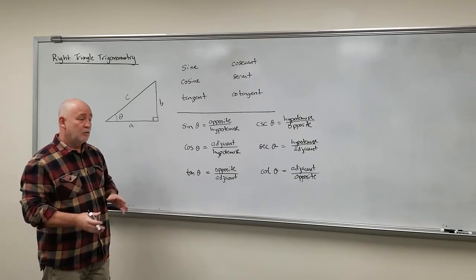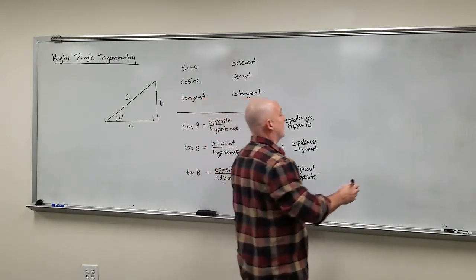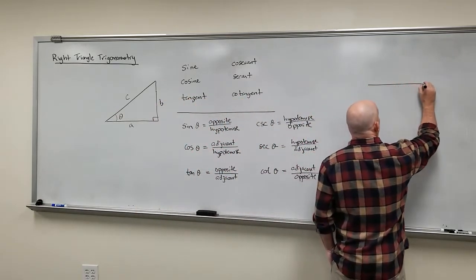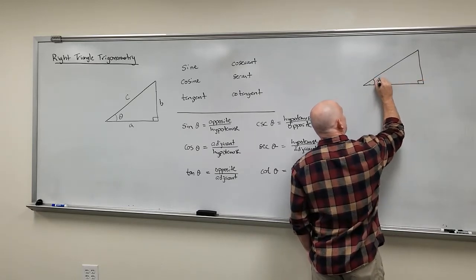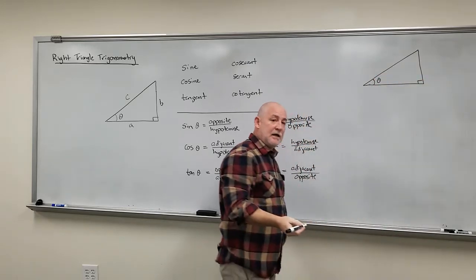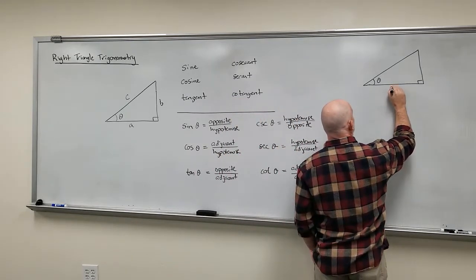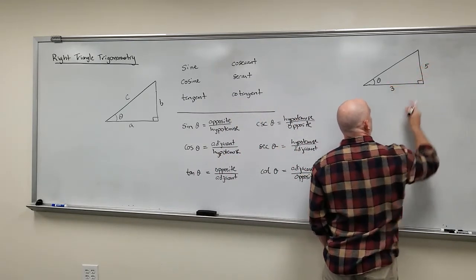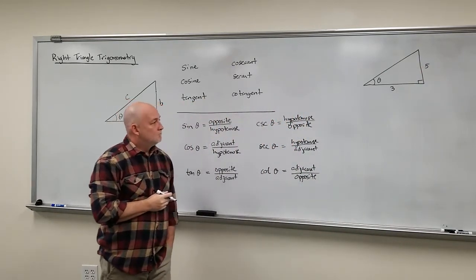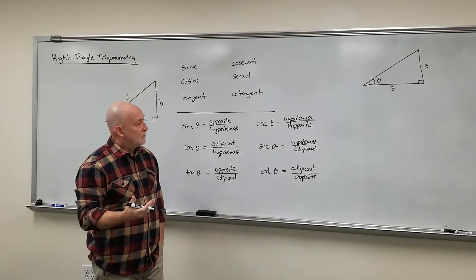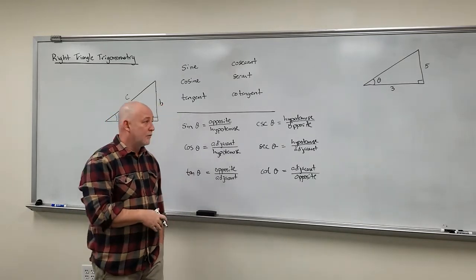So how would we use these? Well, let's take a triangle over here. Let's say we have a right triangle, and here we have some angle theta. And let's say I gave you a couple of sides, say 3 and 5. This is going to happen a lot throughout this section: if we have 2 sides of a right triangle, how do we find the third side?